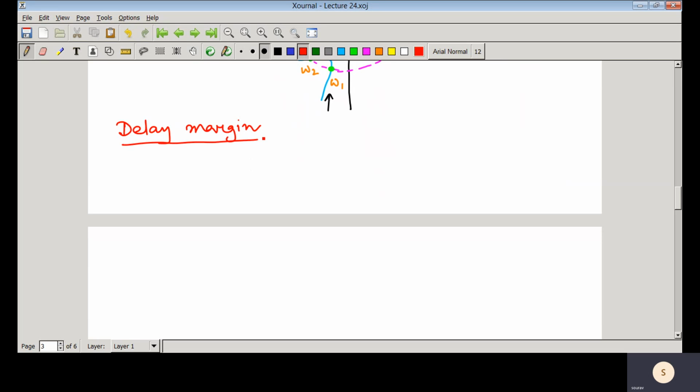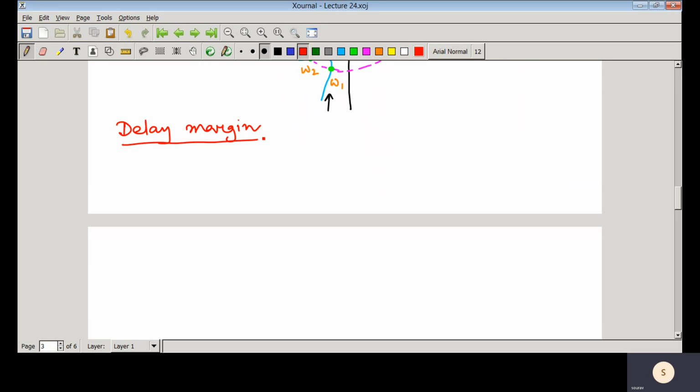The delay margin is a very important concept, because whenever we design a closed loop control system, in every closed loop system there is some sort of delay. So the delay margin tells us how much delay can be introduced into the loop so that the system remains stable. That means it gives us a margin, and if we introduce a delay more than that margin, then the system would be unstable.